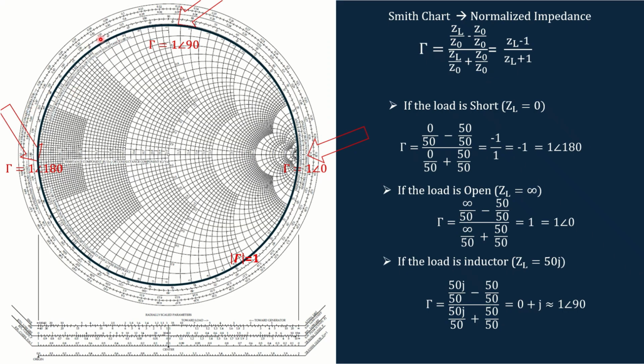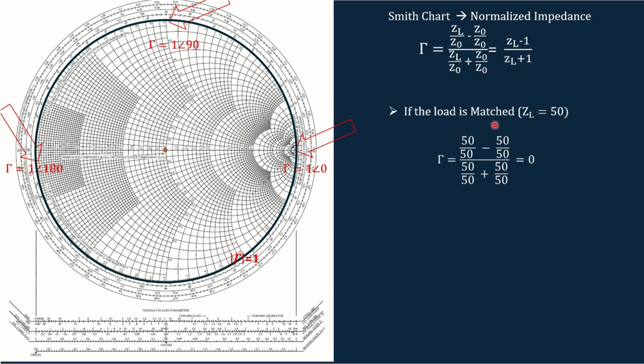If we draw a circle considering everything, we can see that all the loads on this circle will have a reflection magnitude of 1. So this circle represents a constant reflection coefficient circle having the magnitude 1. The phase will be different, but the magnitude will be the same at any point. Like if you consider minus 50j here, the reflection coefficient magnitude will be 1. So whatever the load impedance on this circle, the reflection coefficient magnitude will be the same.